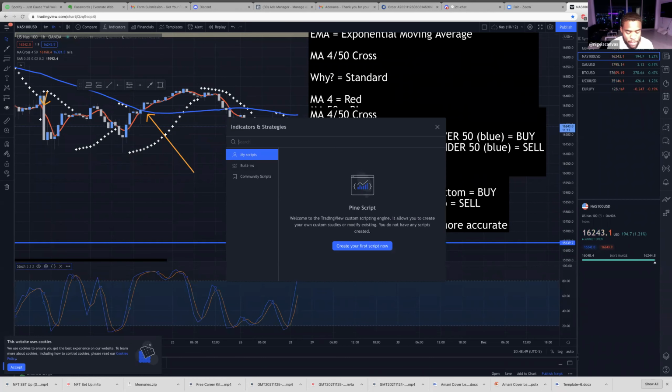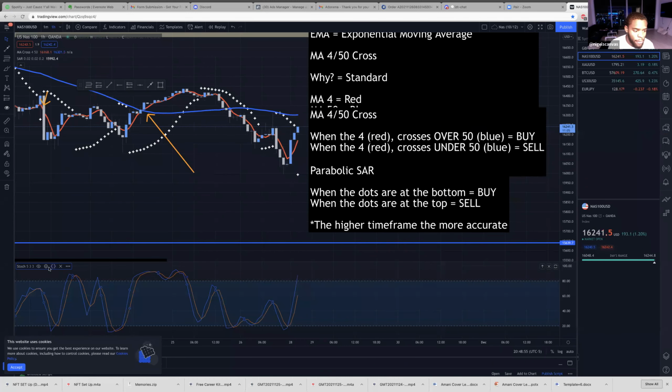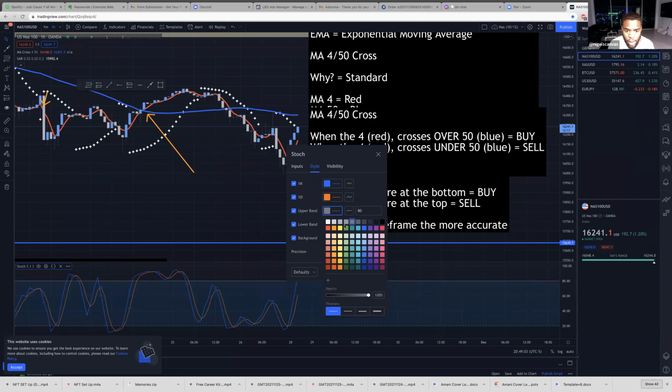For those, again, that may have missed it, that's the stochastic, and you can find it on your MT4 as well. Now I'm going with the 5-3-3 settings. For my styles, what I like to do is put some lines, just to make it a little bit more visually appealing. One thing about me, I love visuals.